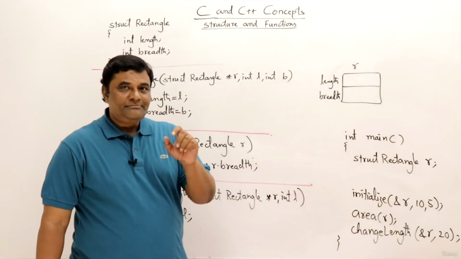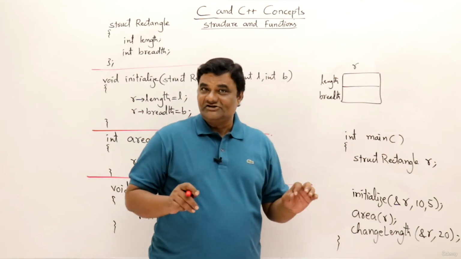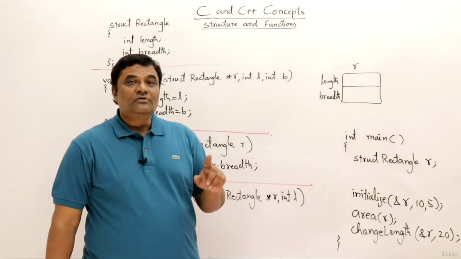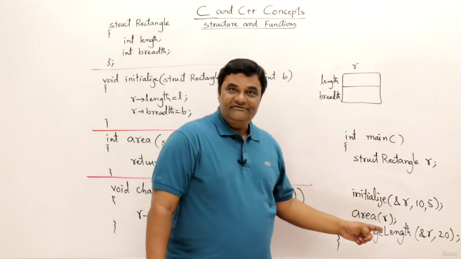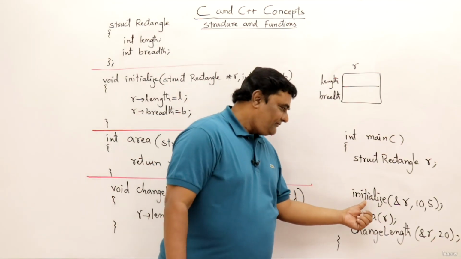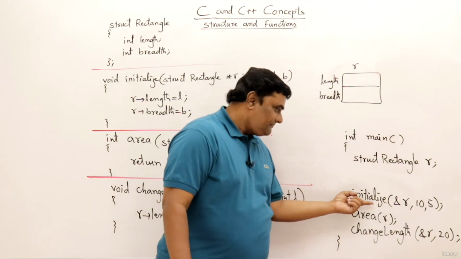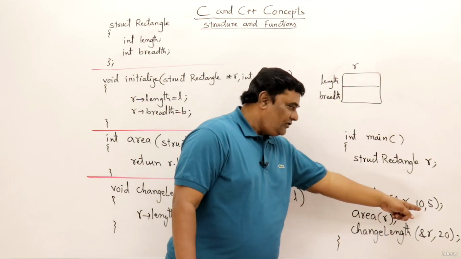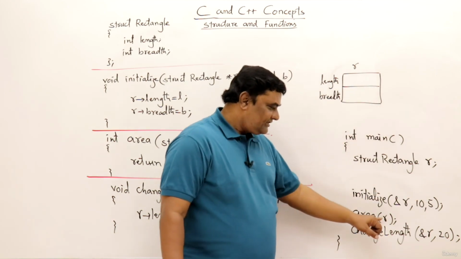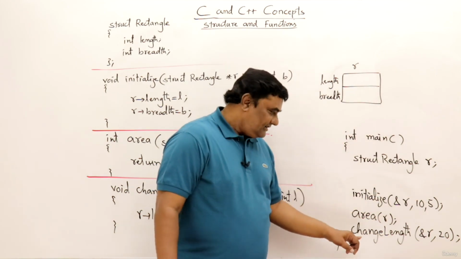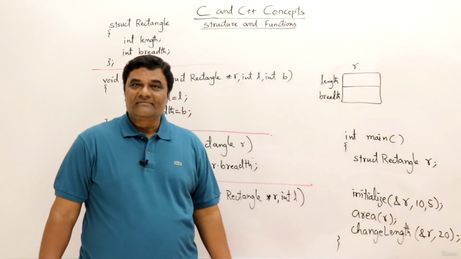Then the most important thing to observe here is that the main function is not having any instructions of its own, but it's only calling functions. Yes, everything is done by calling functions. There is a function for initialize, there is a function for area and change length. Let us see the functions. The initialize function: we want to initialize this rectangle by filling 10 and 5. And this is for calculating the area of a rectangle. This is for changing the length of a rectangle to 20.